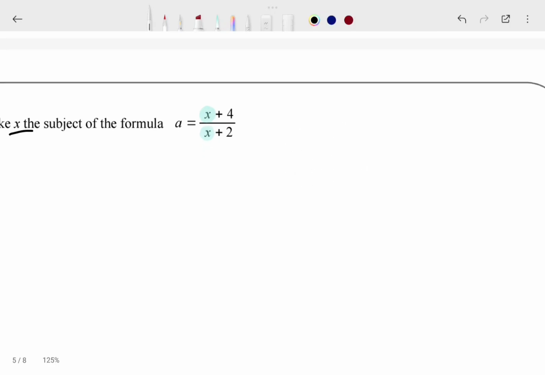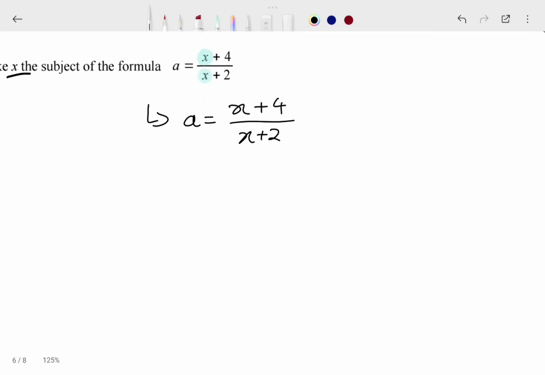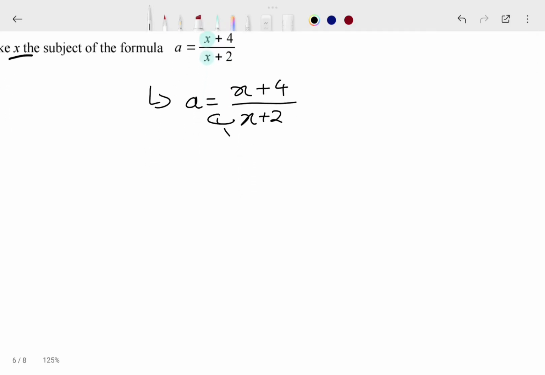First step is to write down the equation as it is: a is equal to x plus 4 divided by x plus 2. Now we're going to multiply these, so this would be a bracket x plus 2 is equal to x plus 4. Now expand this: a multiplied by x and then a multiplied by 2. So a times x is ax plus 2a is equal to x plus 4.